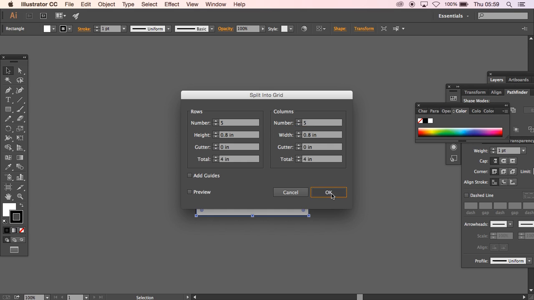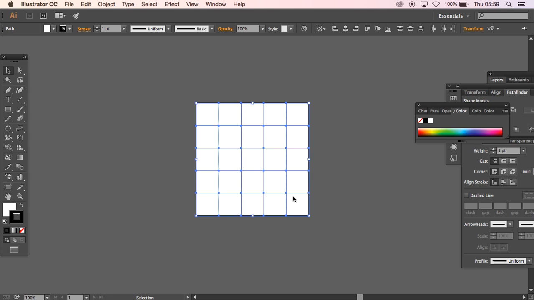So I divide it into squares. So I've got 5 by 5 squares, and this is initially a square, the canvas is a square. I've set it to 4 by 4 inches. Now I'm going to put another square in there, maybe the top.